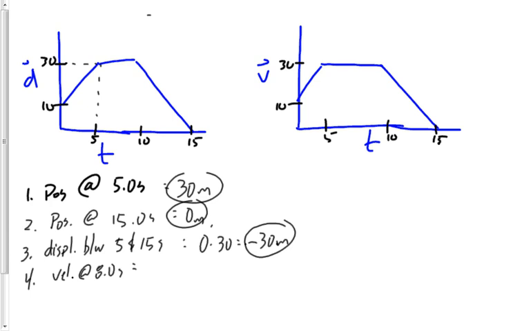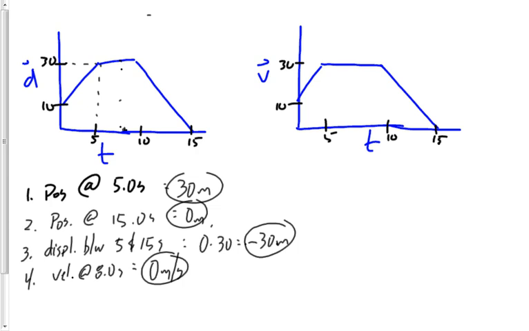How fast is it moving at 8 seconds? Let's go up here, right? 8 seconds, about right here. How fast is it moving up here? It isn't moving because it's a flat horizontal line. We know that that means it's at rest. The position isn't changing. So the velocity at 8 seconds is 0 meters per second. And we don't have to do a calculation for that. Just look at the graph. It's not moving.